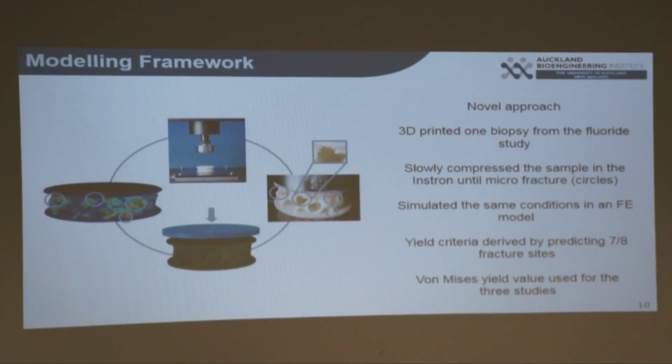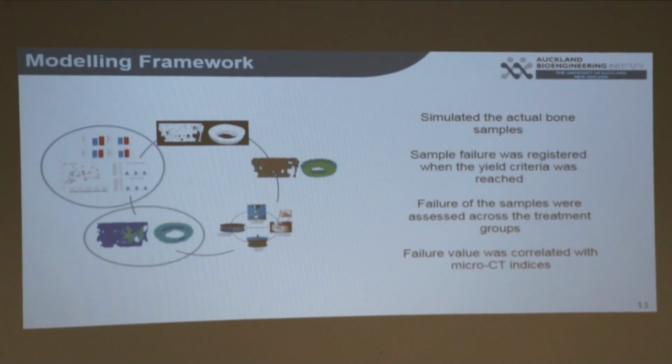The exact same conditions were simulated in an FE model, and the model was able to predict 7 out of those 8 fracture sites. And so that was a yield criteria that was derived from that experiment, and that was what we used as the failure criteria for our experiments. So once we had that failure criteria, the actual bone samples were simulated, and the sample was said to have failed once that yield criteria was reached. Now, the failure of samples was assessed across the treatment groups, and the failure values were also correlated against standard micro-CT indices.